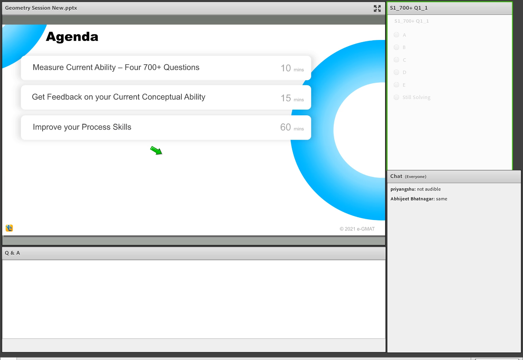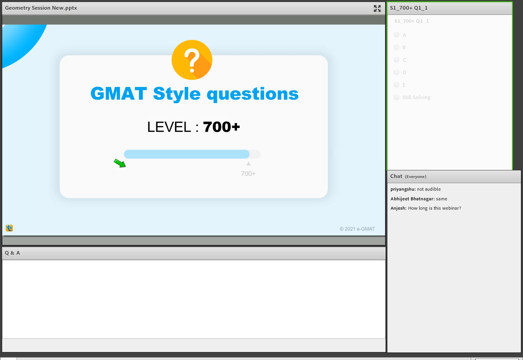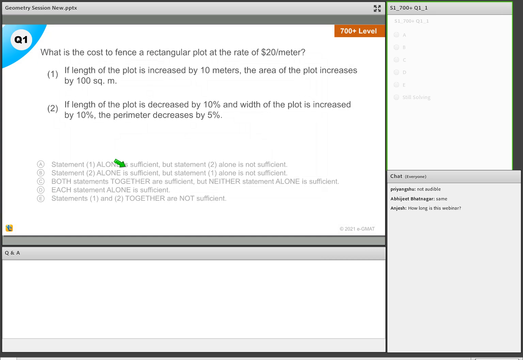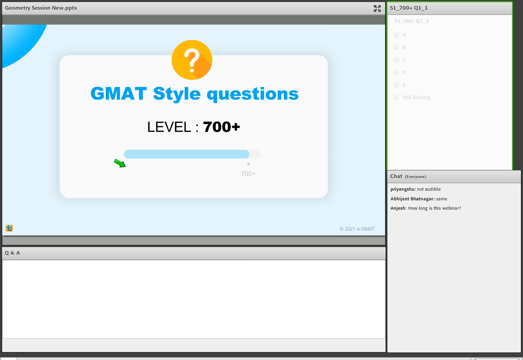Once we improve your process skills, I'll show you how expert AI can improve your ability, and then we will continue improving your process skills until you get ready for GMAT questions. Now, here's time for your first question. Before I show you the question, I'm opening the poll. Just mark still solving.